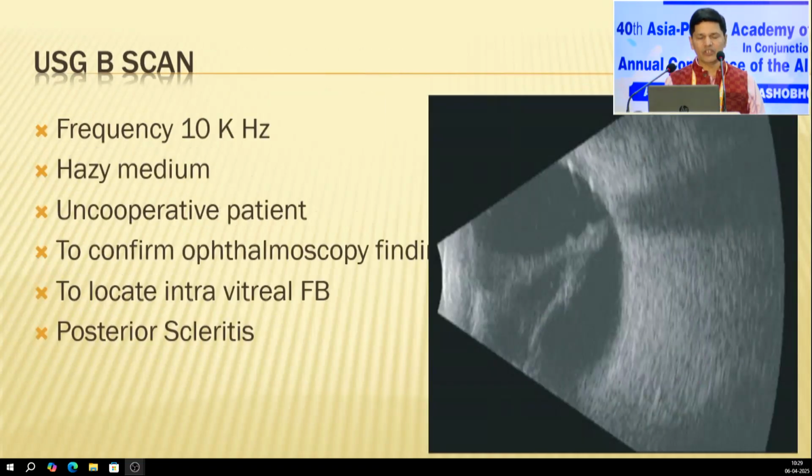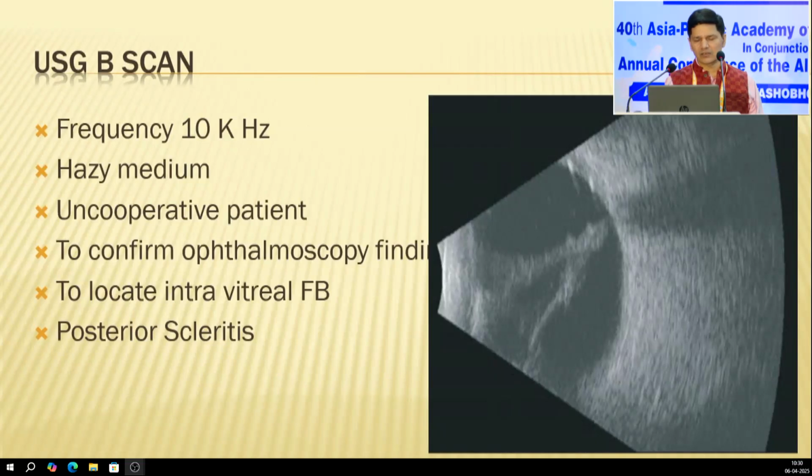Then B-scan is a very important tool in retina examination, and the frequency used is 10 kilohertz. In particular situations, when the media is hazy because of cornea or because of cataract, you have to use this equipment to diagnose the things behind. And sometimes you need to use it in an uncooperative patient also, when the patient is not able to tolerate the light and not able to cooperate with your instructions.